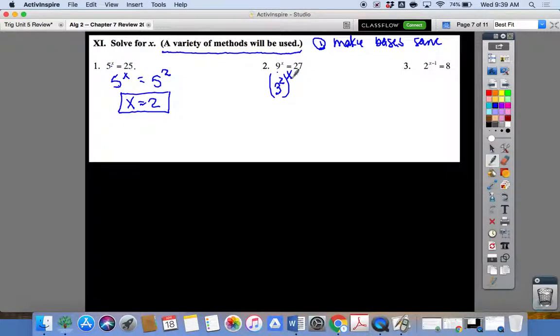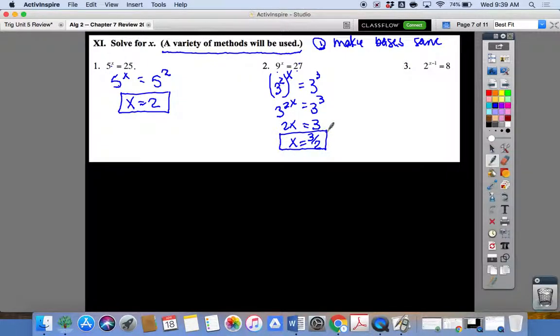Don't forget your x. And then 27 becomes 3 to the 3rd. So that is 3 to the 2x equals 3 to the 3rd. Now my bases are the same, so my powers must be equal. And I just solve it out and get x by itself.